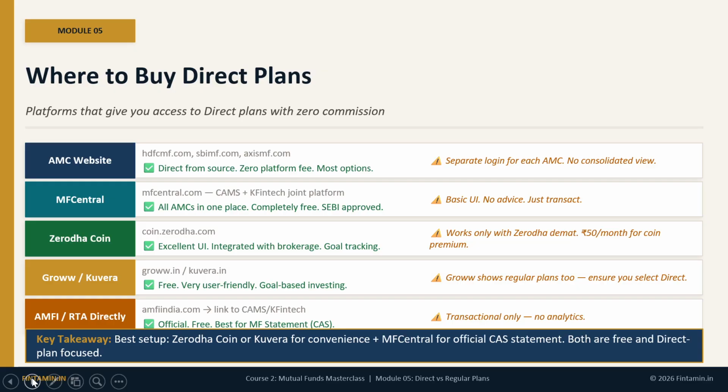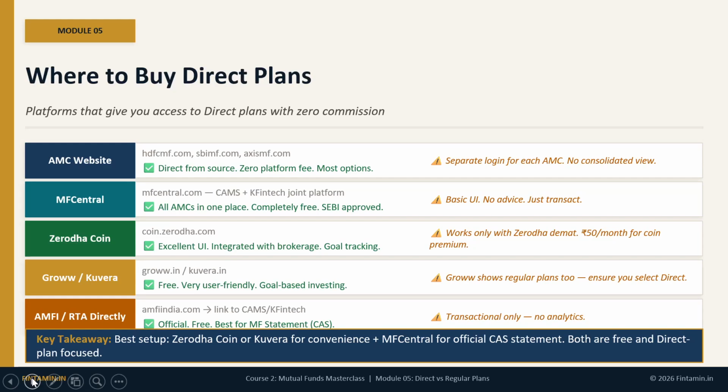Third is Zerodha Coin. Excellent interface integrated with your brokerage account. Fourth is Groww or Kuvera. Free, user-friendly, goal-based investing. Fifth, CAMS or KFintech directly. One critical warning. When you use Groww, make sure you specifically select the direct plan. Groww shows both regular and direct options. Always look for the word direct in the fund name before you invest.